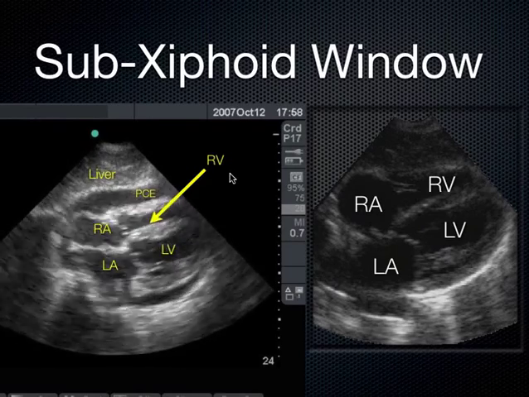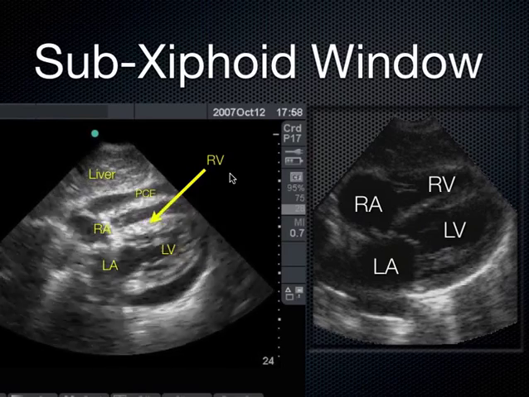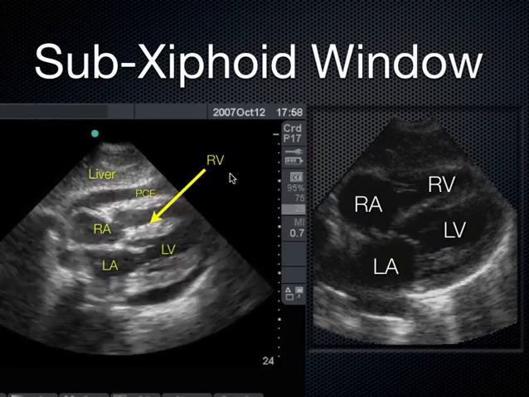So in a code situation, this is the view I reach for just to see if there's any contractility.